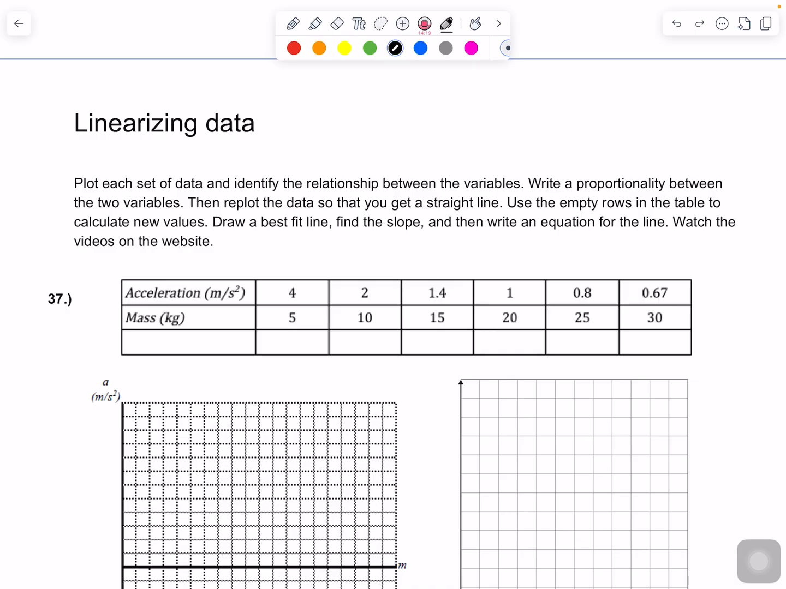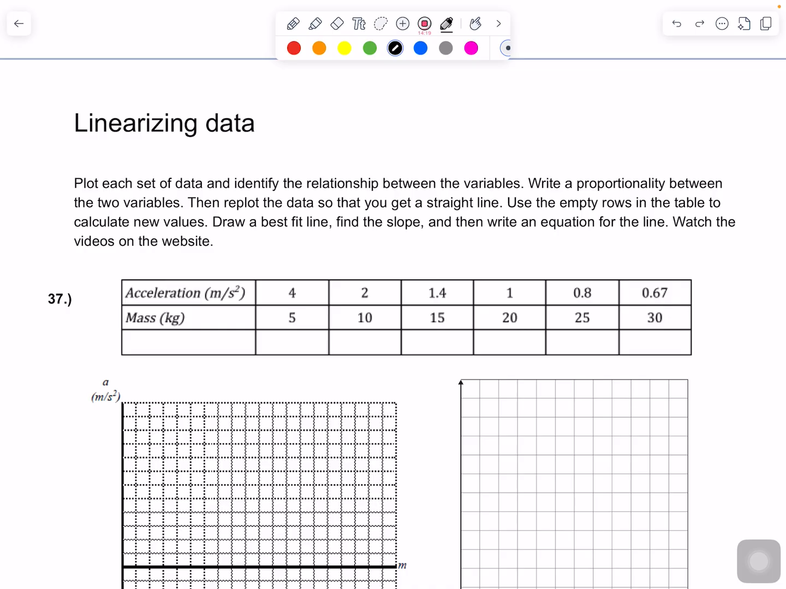The directions tell us that we need to plot each set of data and identify the relationship between the variables. Write a proportionality between the two variables. That means come up with an equation. Then replot the data so that you get a straight line. Use the empty rows in the table to calculate new values. Draw a best fit line, find the slope, and then write an equation for the line.